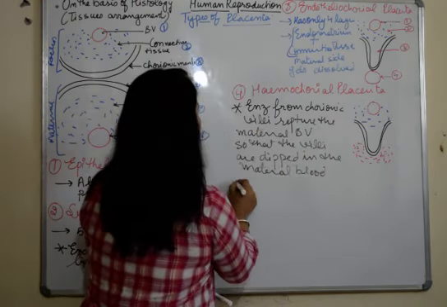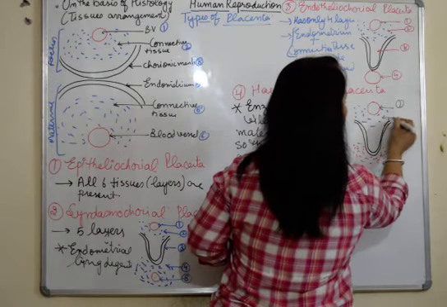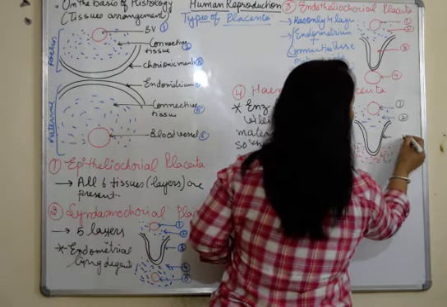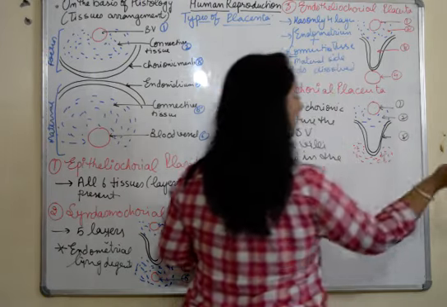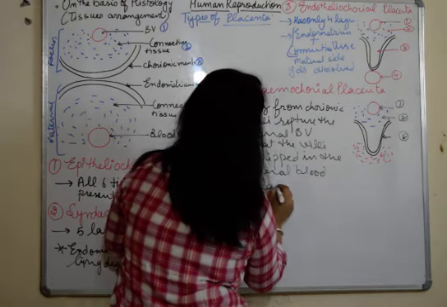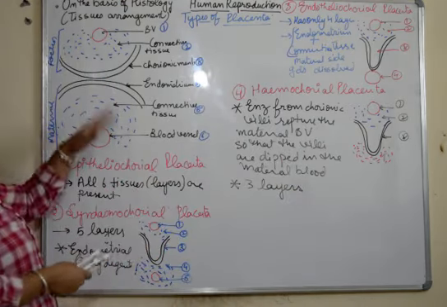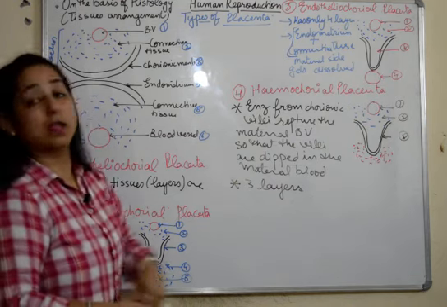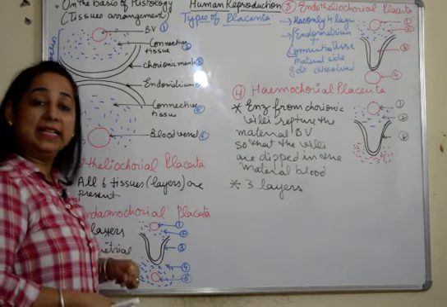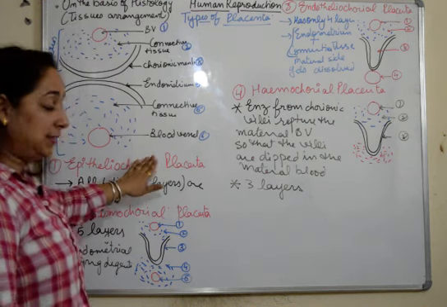So how many layers are here? We have only 1, 2, 3, and maternal blood is absent, so we have only 3 layers. And finally the maternal blood. So this is how the placenta are categorized. The first category, which has all the 6 layers present.